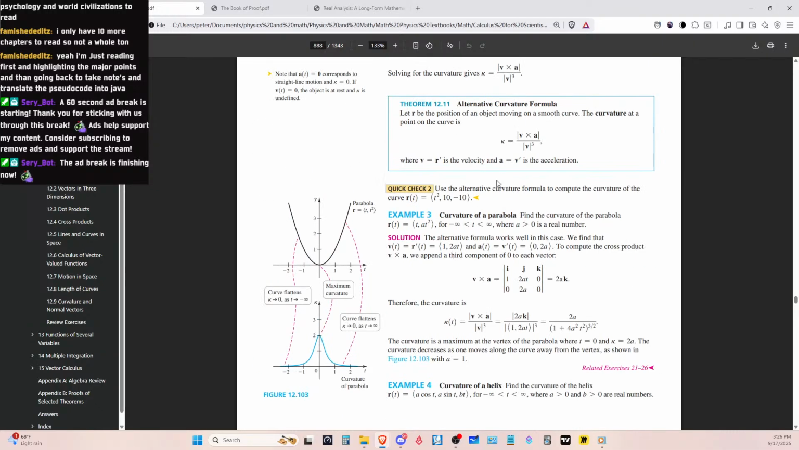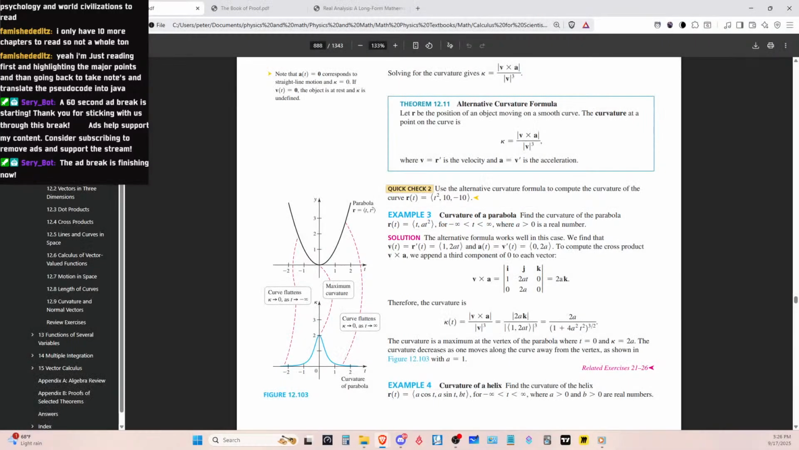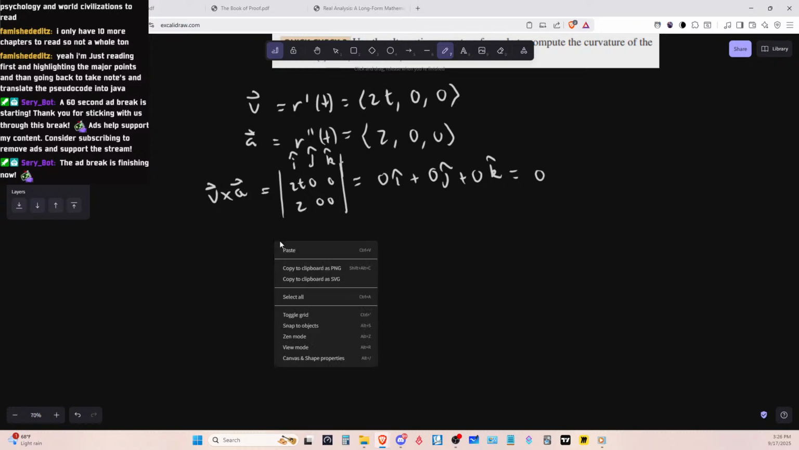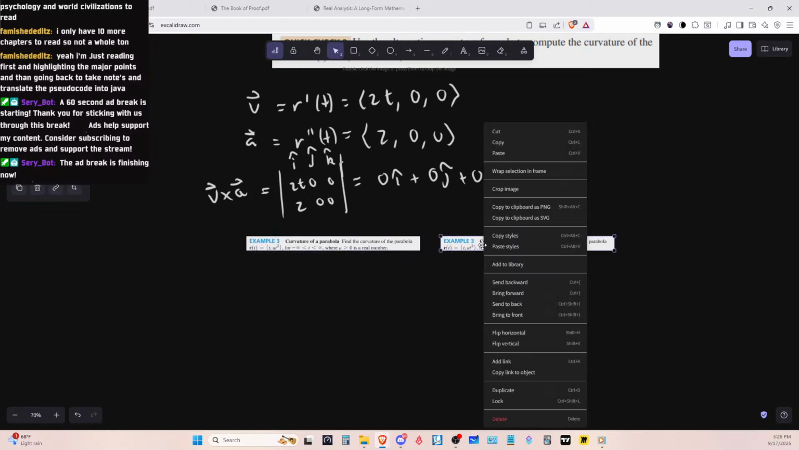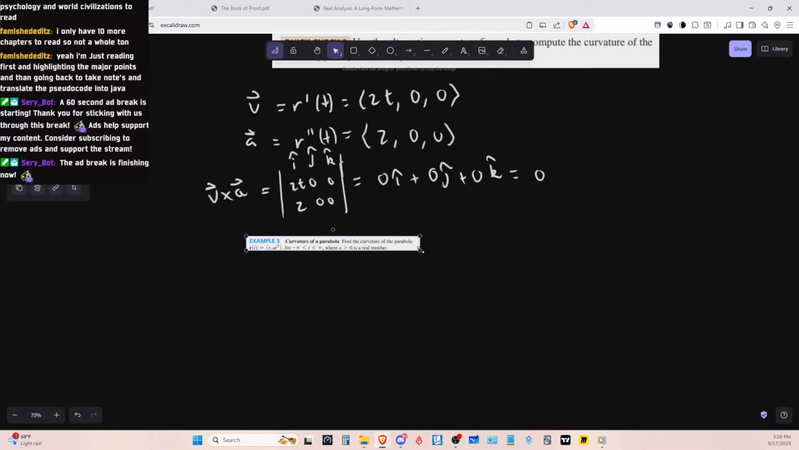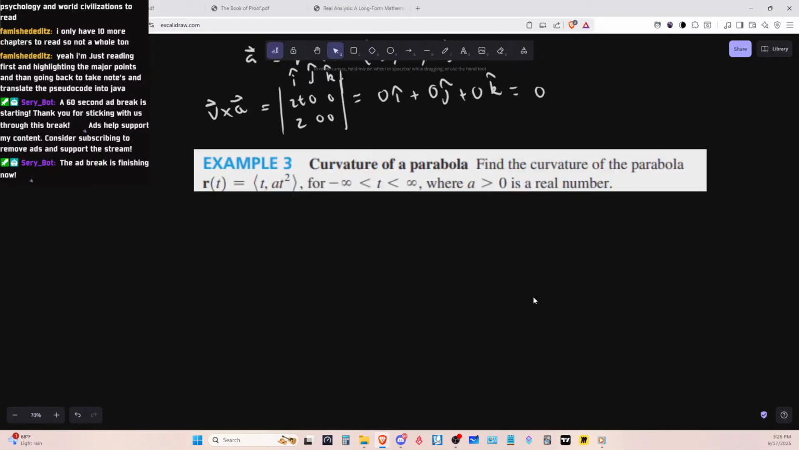Okay, so curvature of the parabola. Okay, I think this one's an interesting example. Let's see if we can do this one, since it's right after they introduced the, okay, find the curvature of the parabola. So I think we can do this both ways, but we'll do it the way we just learned, the alternative.